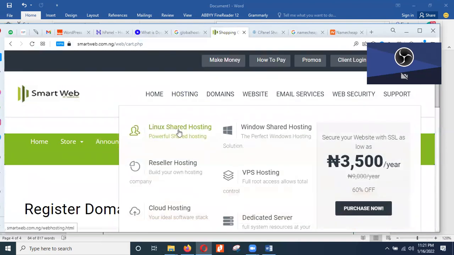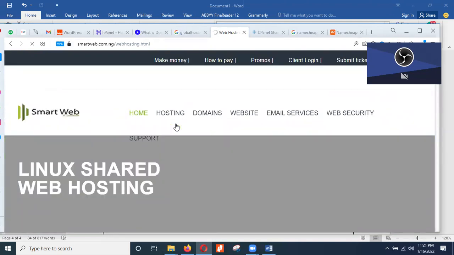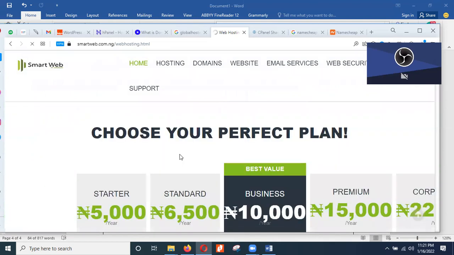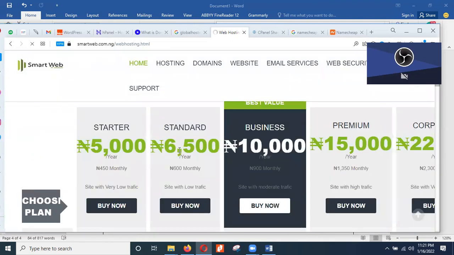Then let me choose Linux shared hosting, which is the most popular hosting plan that we normally use. Okay, let us look at some of their prices. SmartWeb sells their starter plan for 5,000 naira, which is 450 naira monthly.